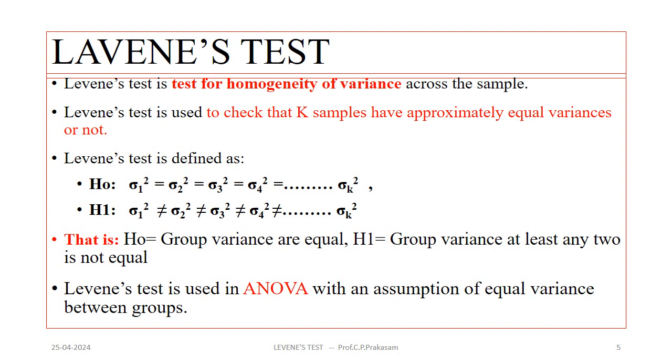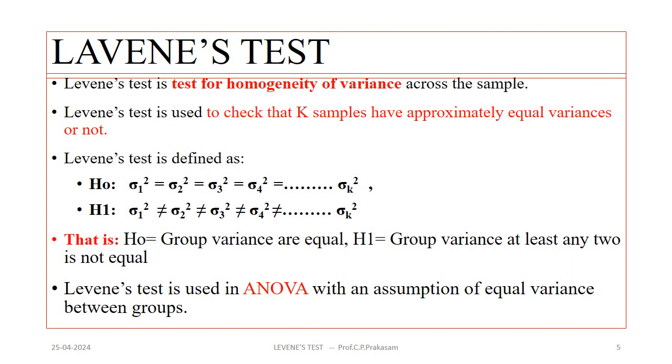What is Levene's test? Levene's test is used for testing the homogeneity of the variance. Levene's test is used to check whether k samples have approximately equal variance or not. If they are not equal, then analysis of variance is not appropriate.